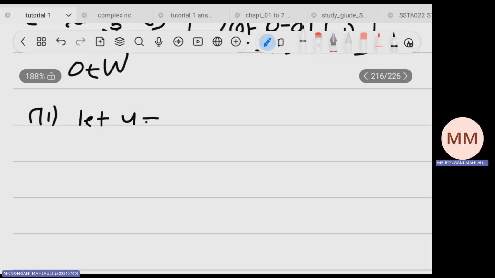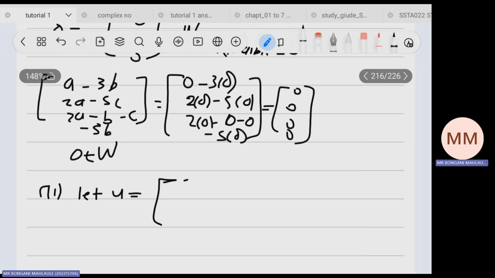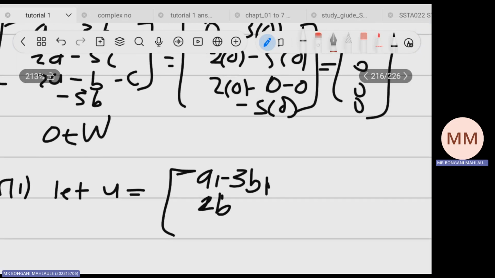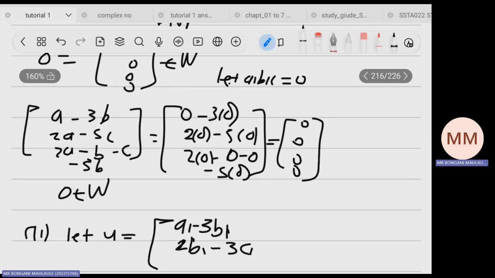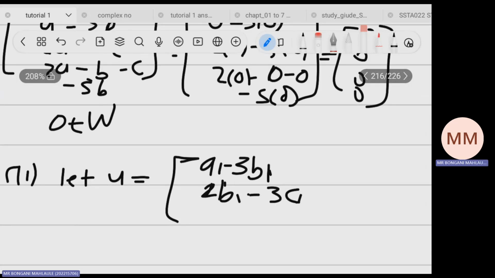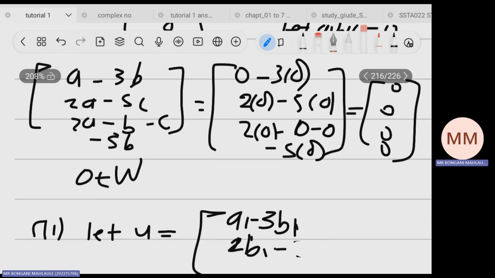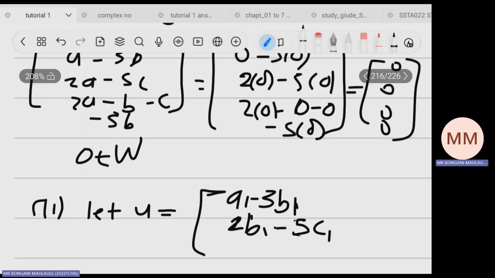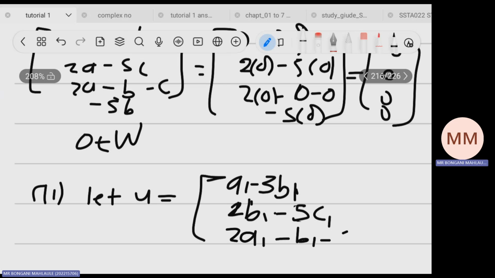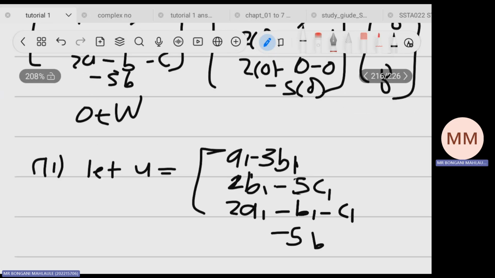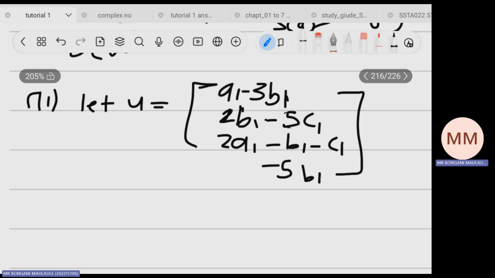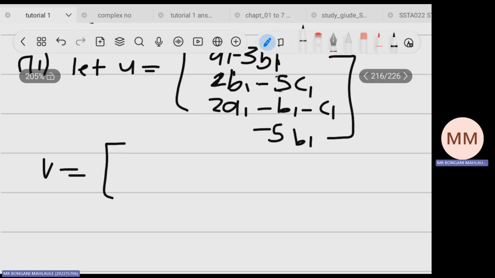Then I can let U to be this. A1, minus 3B1, 2B1, minus 5C1. This is, yeah, minus 5. This is 5. 2A1, B1 minus C1, minus 5B1. And we can let V be this.